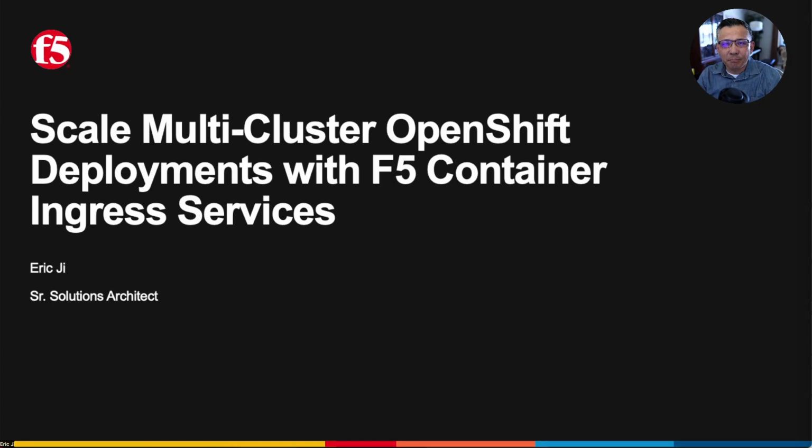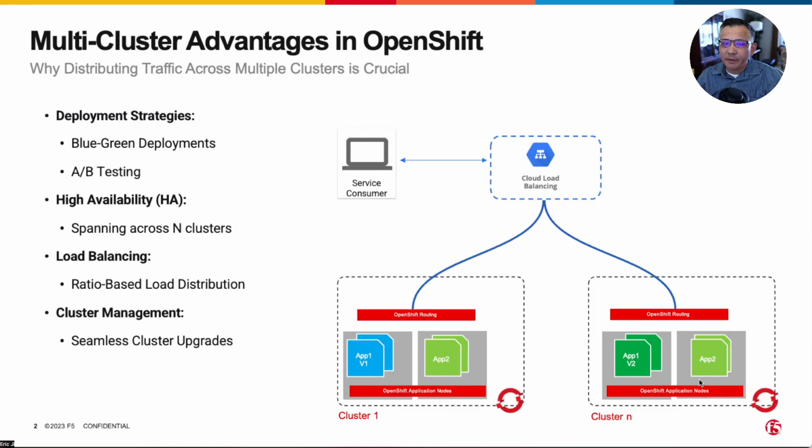Today, I will be discussing how to efficiently scale multi-cluster OpenShift deployments with F5 Container Ingress Service. Before diving into the details, I want to touch base on the why behind distributing the traffic across multiple OpenShift clusters.